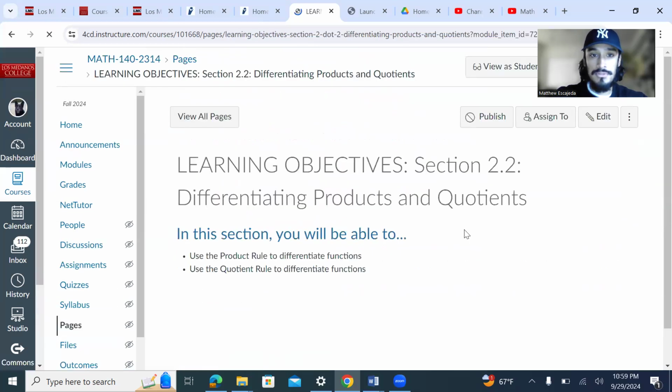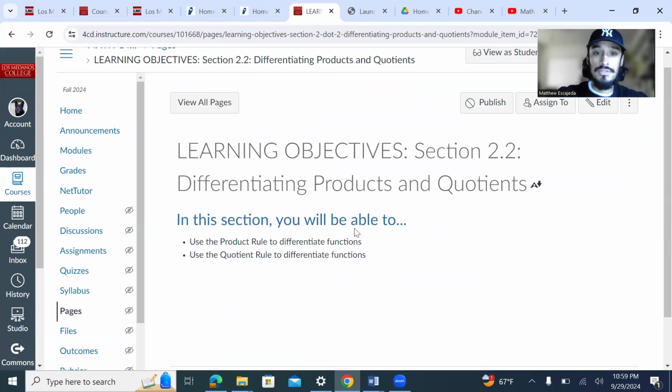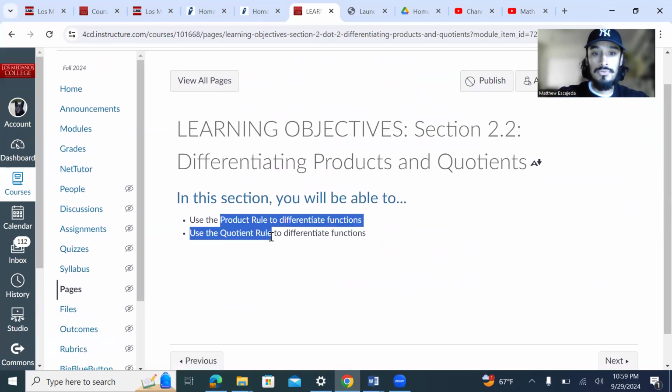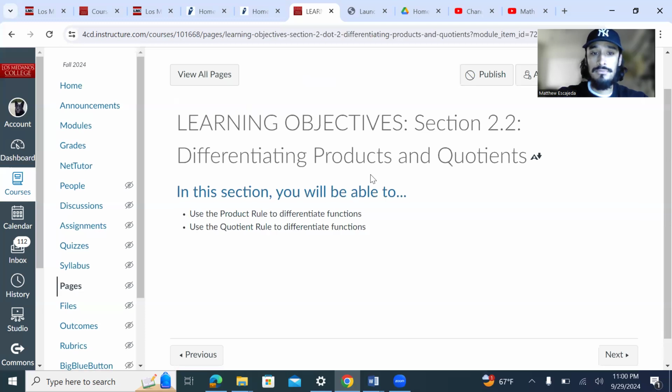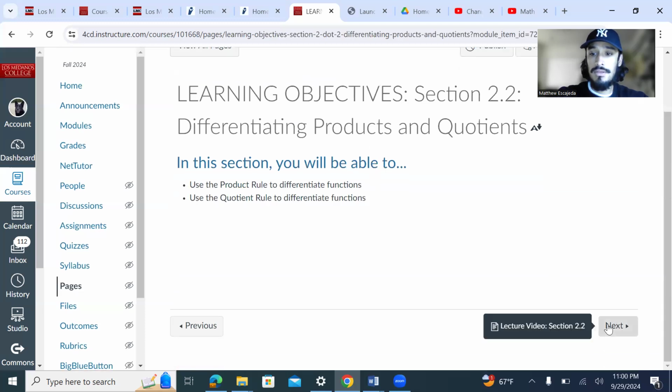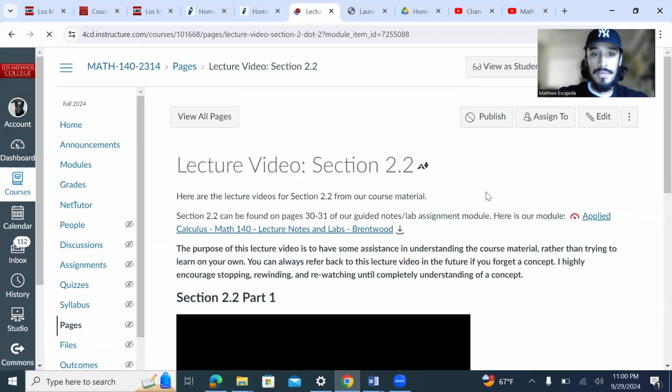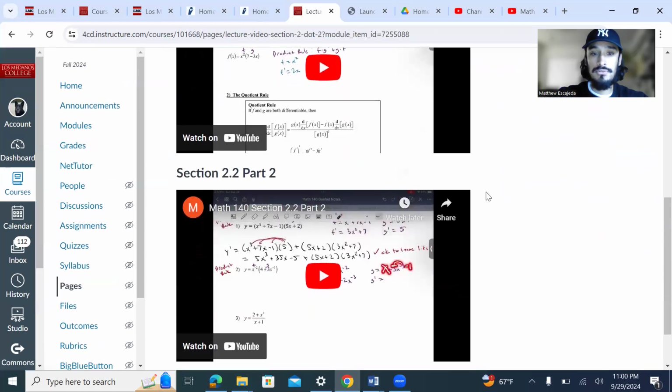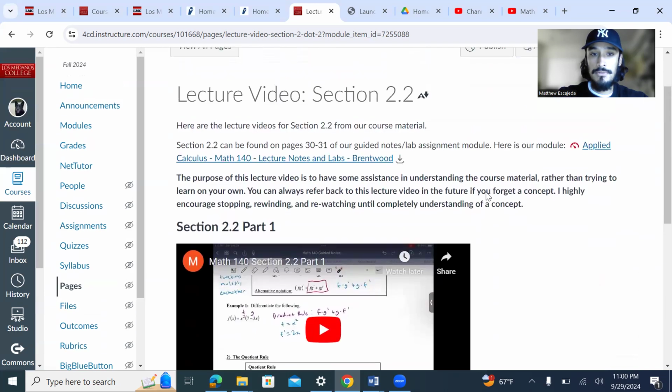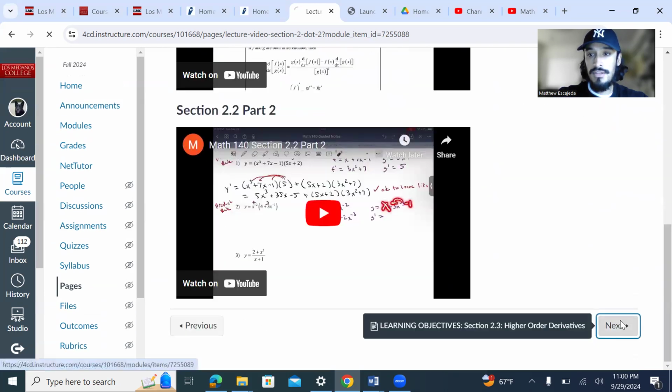So let's kind of go through this a bit. So 2.2 is learning the product and quotient rule. You're going to be learning those 2 rules in this section, how to take a derivative with product and quotient rules. So 2 new tools in the bag, and here's some lecture videos for that. Okay, so introduction and a couple examples.